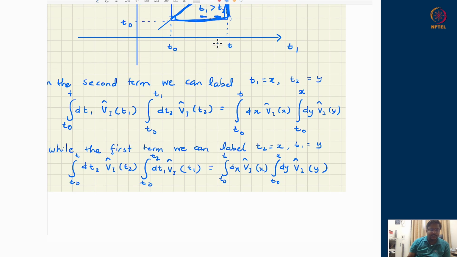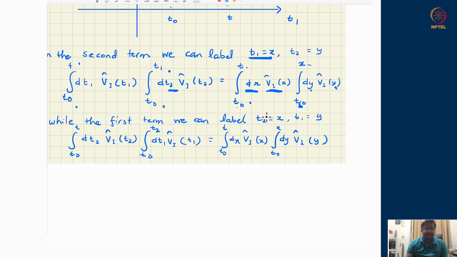The integral, where t2 is running from 0 to t1, and t1 is running from t0 to t. I am doing a variable transformation in which I call t1 as x and t2 as y. Then this integral in the lower triangle is equivalent to the integration of dx with vi of x, where x runs from t0 to t, while the second integral is dy vi of y, where y runs from t0 to x. So this is the integral form. I'm just calling t1 as x and t2 as y.